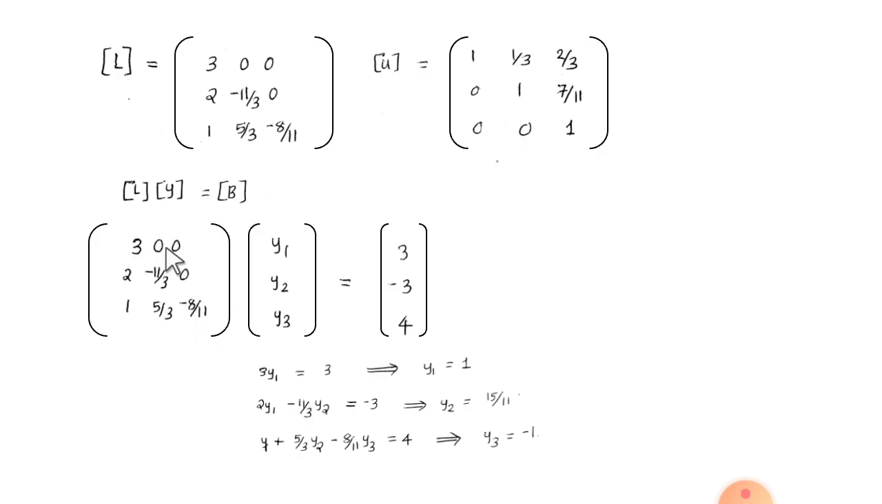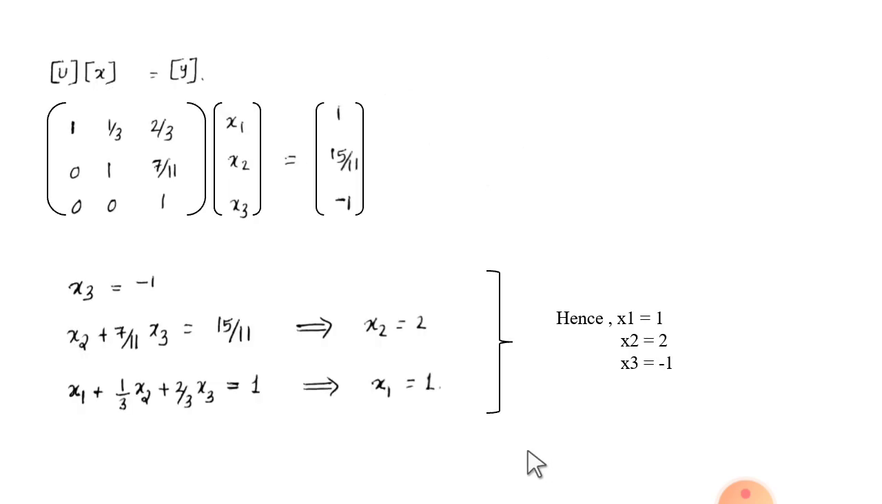Multiplying this row into this column, you will get the value of y1 equal to 1. Then multiplying this row with this column, you can find the value of y2, and multiplying this row with this column, you can get the value of y3. Okay, after finding this y matrix, you can solve to get the x matrix.